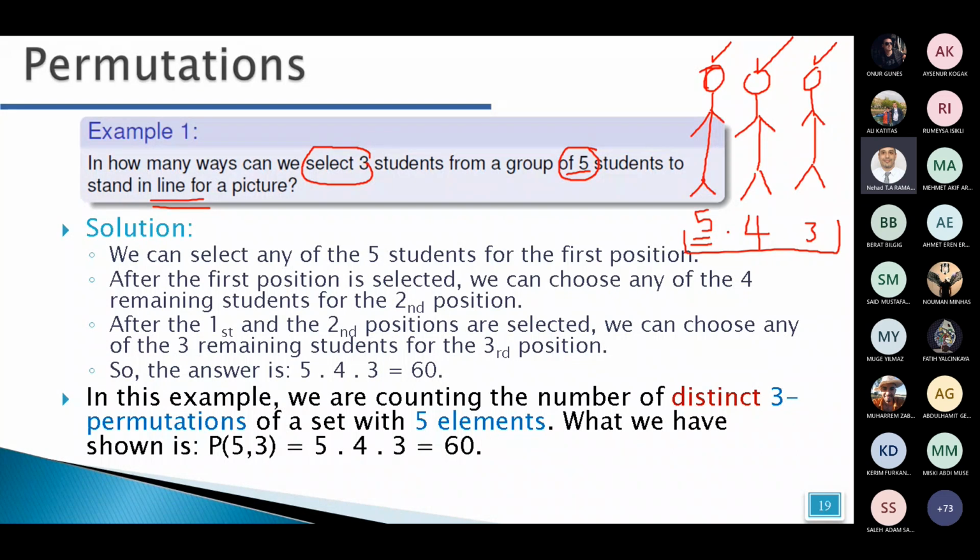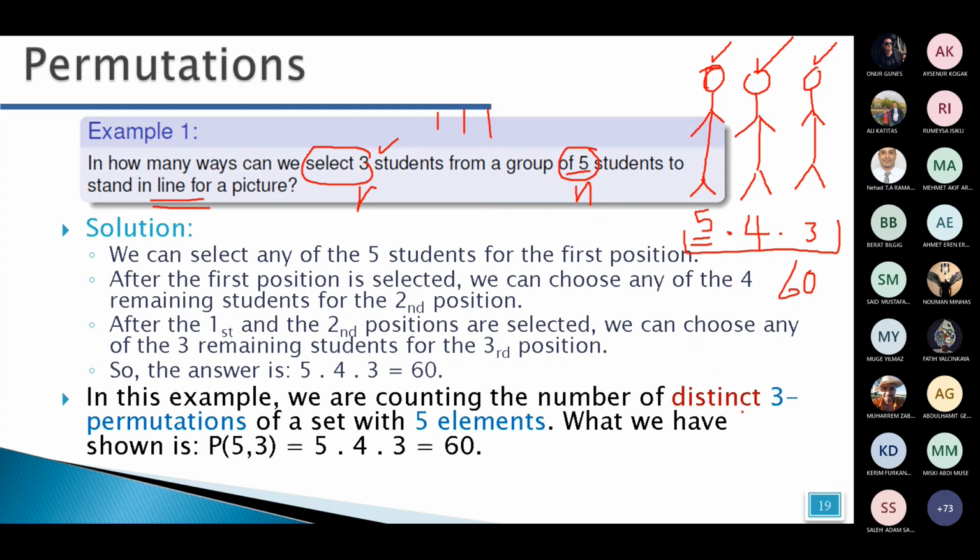It's 5 multiplied by 4 multiplied by 3. So it's 60 ways. So to write it formally, it's actually a permutation because we need to select the 3 students in order: first student, second student, third student out of 5. So n is 5, r is 3, the number of subsets that we need to select from the original set.